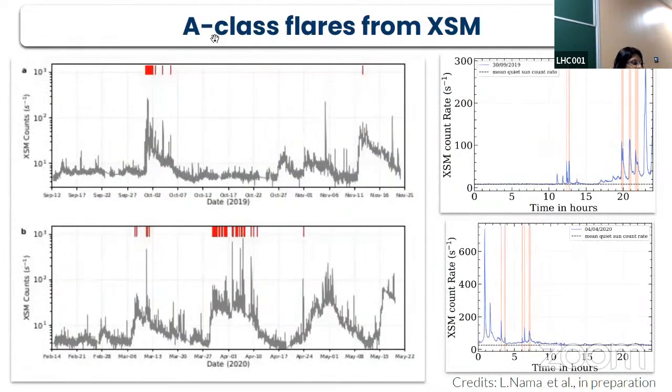First, we have to identify the A-class flares from the light curves. The two plots on the right are representative light curves for 2 days, where the red shaded region shows the flare that we have taken for time integrated analysis. And we have considered all such flares from the first observation season of the XSM. The red dashes here show the peak time of all these A-class flares that we have taken.